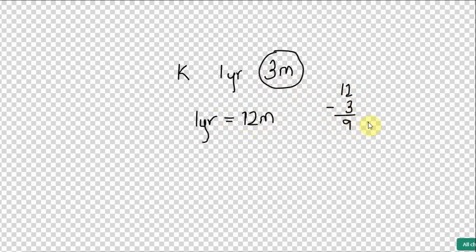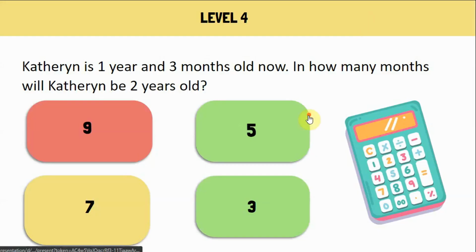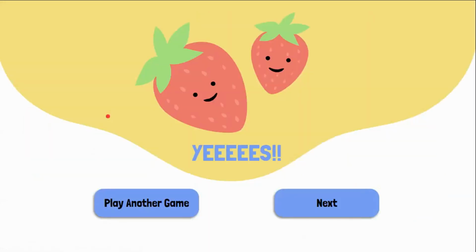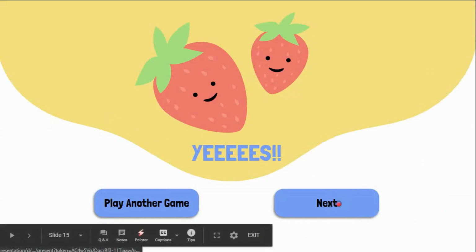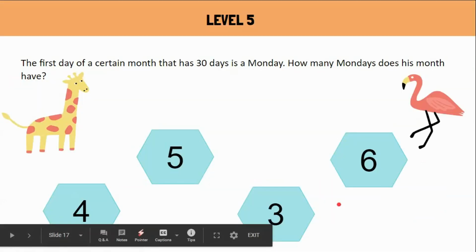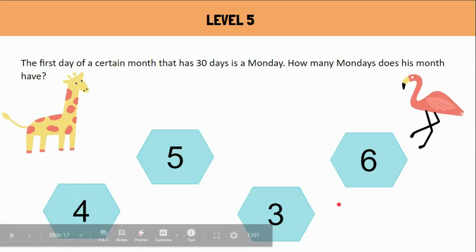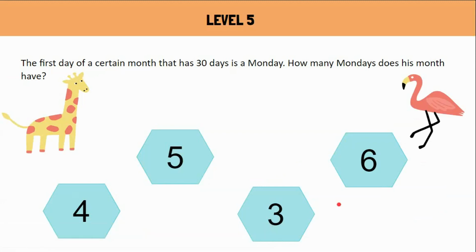Okay. Now let's see if this is correct. Yes, so it takes 9 months more for Catherine to become 2 years old. You're correct. Okay, let's go to the next one. The first day of a certain month that has 30 days is a Monday. How many Mondays does this month have?